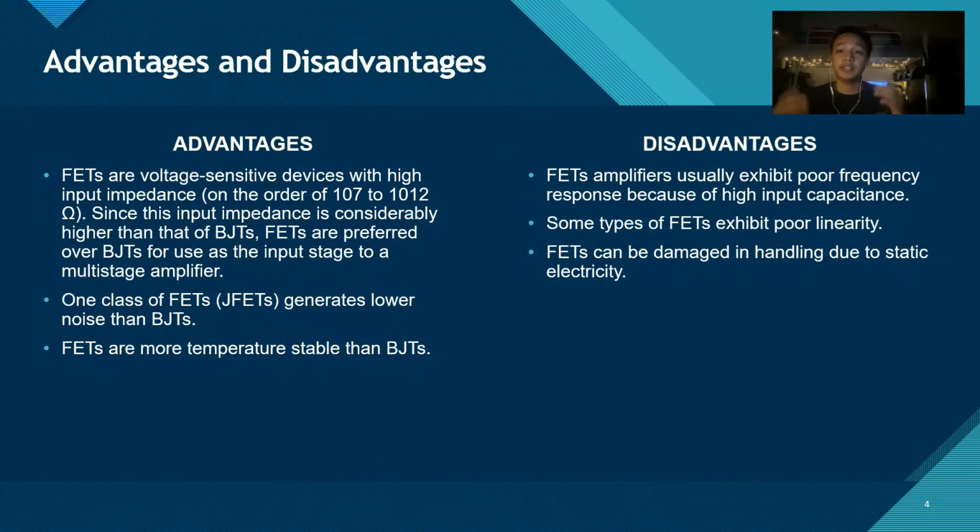These are the advantages and disadvantages of FET. The advantage is FETs are voltage sensitive devices with high input impedance. Since this input impedance is considerably higher than that of BJTs, FETs are preferred over BJTs for use as the input stage to a multi-stage amplifier. Next, one class of FETs, that is JFETs, generate lower noise than BJTs. And the third one is FETs are more temperature stable than BJTs.